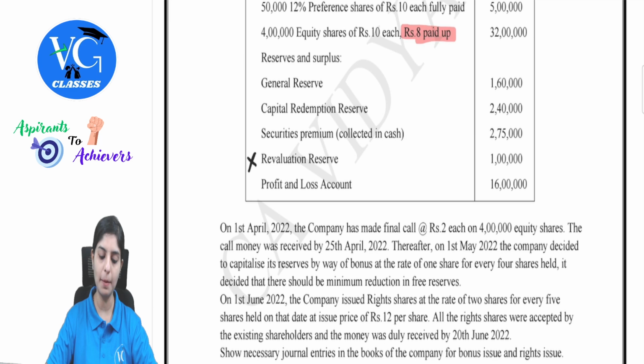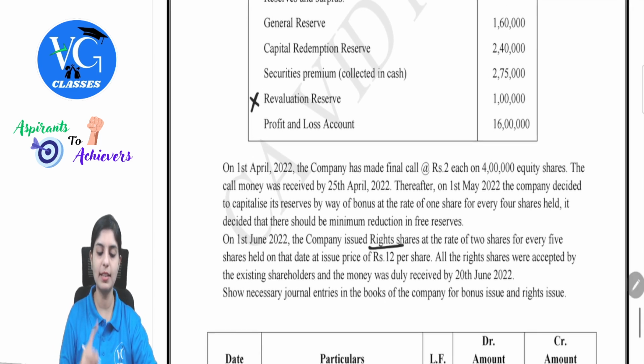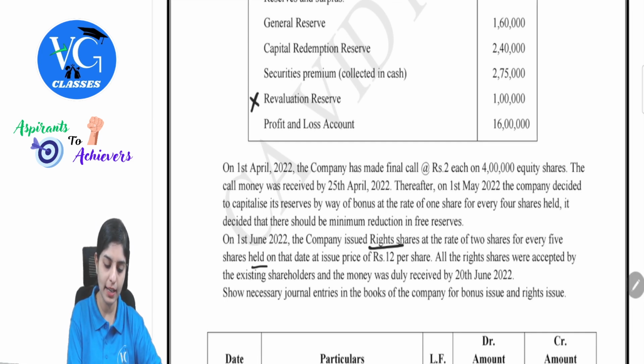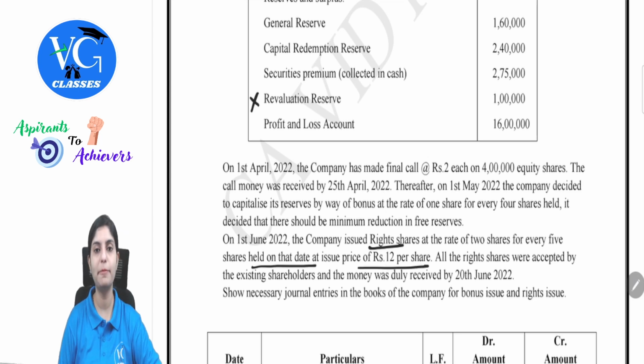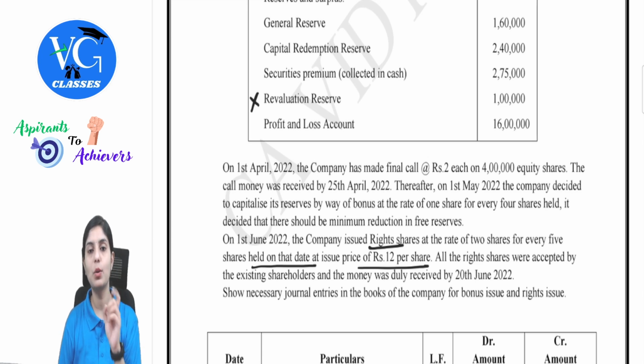On 1st June, the company issued right shares, that is after the bonus issue, at the rate of 2 shares for every 5 shares held on that date at an issue price of 12 per share. All the right shares were accepted and the money was duly received by 20th June. Show necessary journal entries in the books for bonus and right issue. So this becomes an ultimate question for you to practice after understanding the concepts in detail.